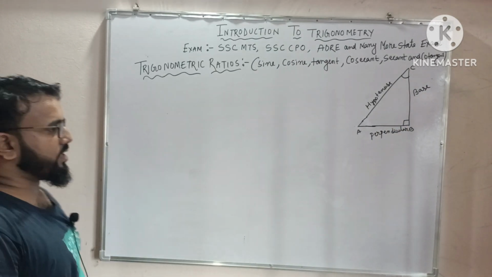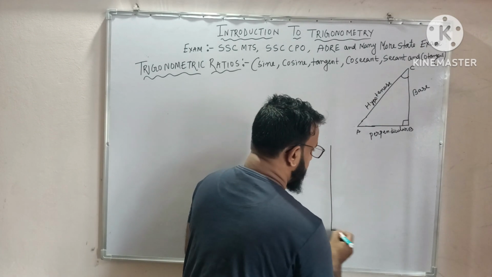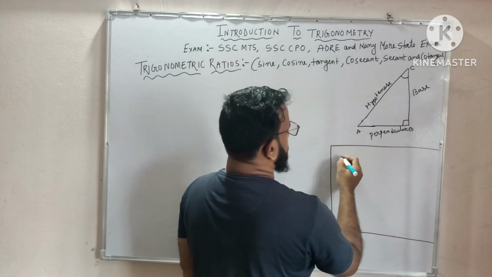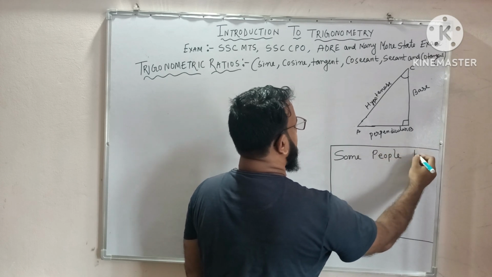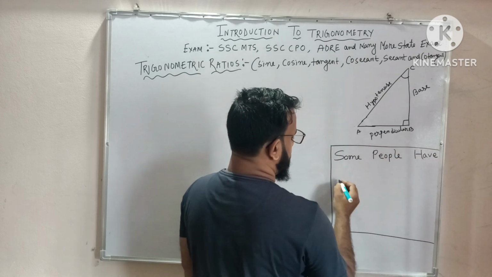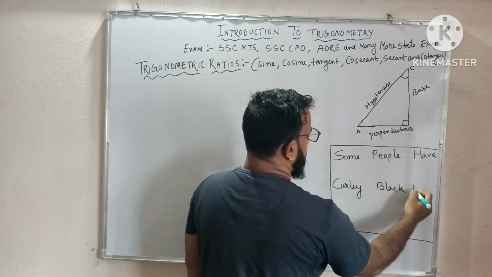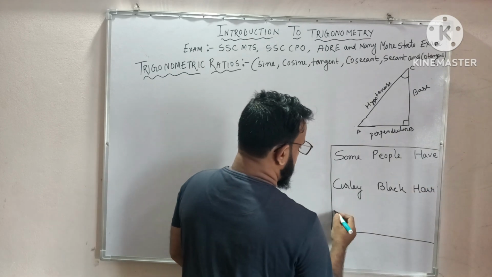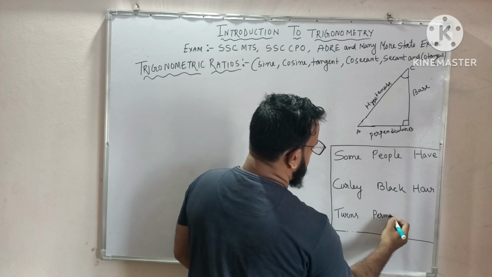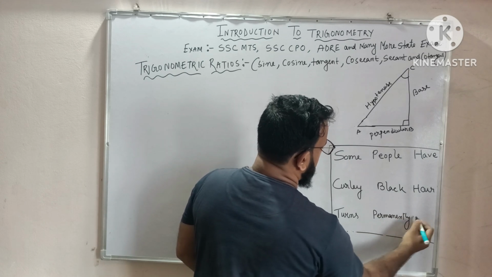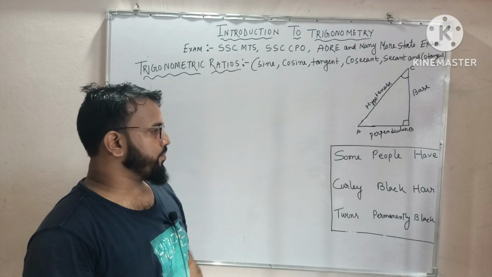So before understanding the ratios of trigonometry, you have to remember one trick. Some people have curly black hair, turns permanently black. ये ट्रिक कैसा यूजफुल है?